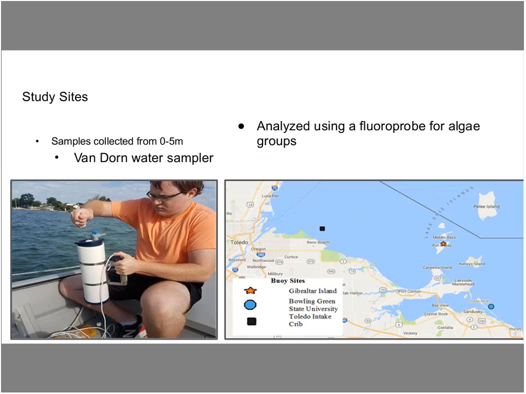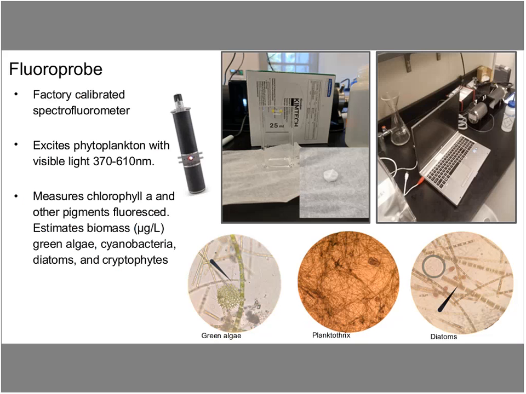So what we did was we sampled at these three different sites: here at Gibraltar Island, right out here, by the Toledo water intake, and east of the Sandusky Bay, north of Cedar Point. We sampled at each meter down to 5 meters, so at the surface, at 1 meter, at 2 meter, at 3 meter, et cetera, with the Van Dorn water sampler. And we used the FluoroProbe to show how much of different algal groups is in the water. It can tell you how much green algae, cyanobacteria, diatoms, and cryptophytes are in your sample.